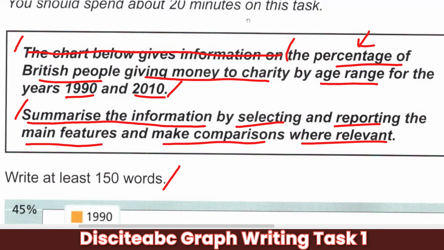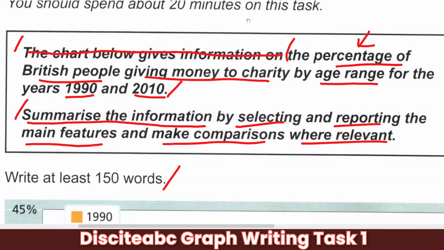This one is a bar chart, so of course we have to summarize that. Sometimes we get questions like the life cycle of something or a process diagram. In that, we don't have to summarize. We have to talk about every step. But here, because it's a bar chart, we have to summarize. And how do we do that? We'll just select the main features and then we'll report them and we'll just ignore some of the parts.